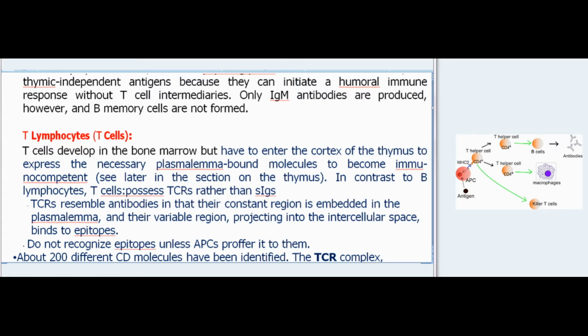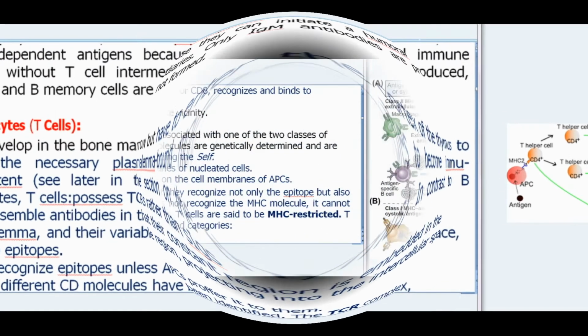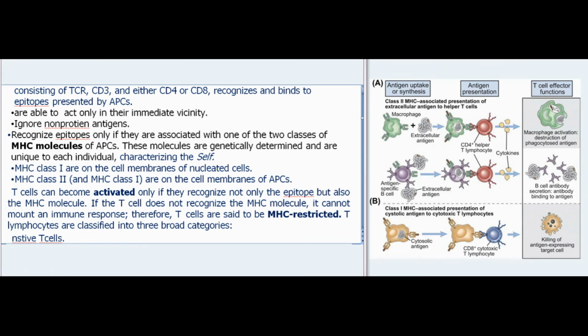About 200 different CD molecules have been identified. The TCR complex, consisting of TCR, CD3, and either CD4 or CD8, recognizes and binds to epitopes presented by APCs. T cells are able to act only in their immediate vicinity. They ignore non-protein antigens. They recognize epitopes only if they are associated with one of the 2 classes of MHC molecules of APCs. These molecules are genetically determined and are unique to each individual, characterizing the self.